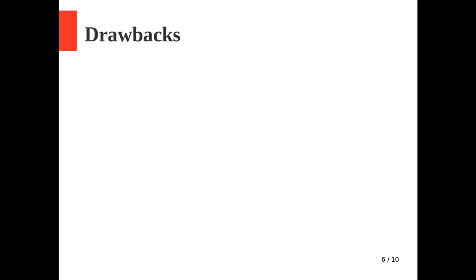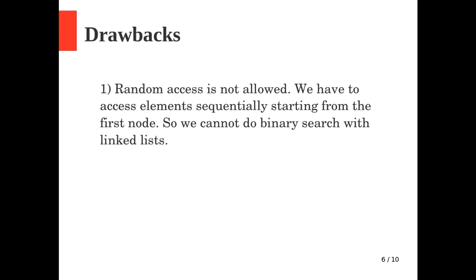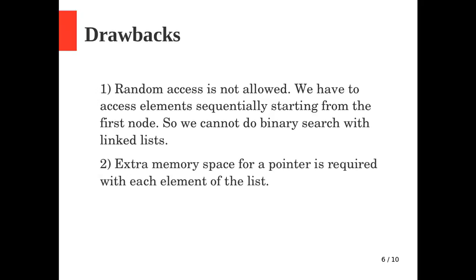And also, what are the drawbacks? Let's cover that also. One drawback is that random access is not allowed. That is, if you want to access the 15th record or 20th record, you have to scroll through the entire list, just like an array. Also, we have to access the elements sequentially starting from the first node, so we cannot do binary search with a linked list.